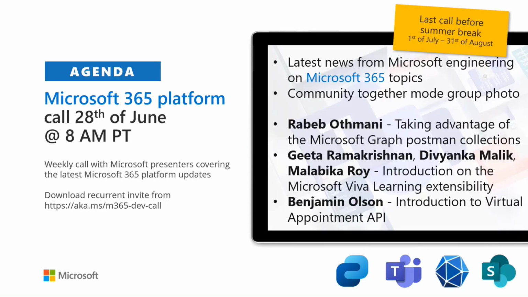As I mentioned, that Microsoft 365 platform call is available. The next one is on the 20th of June, which is next Tuesday at 8 a.m. This is the last call before the summer break, so get in. Don't want to miss it. We're going to see topics on taking advantage of Microsoft Graph's Postman collections, an introduction to Microsoft Viva Learning Extensibility, and introduction to Virtual Appointment API. So always really cool stuff being brought to you in these calls. You do not want to miss them.